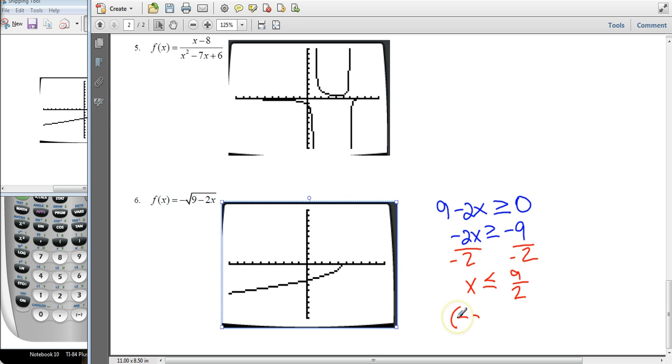That's going to be negative infinity to 9 halves with a square bracket. And you can see in your picture, 9 halves is 4.5. It's about right there. And all the x values are to the left of that. Once again, we'll do the range together tomorrow in class. Please put a question mark next to anything that didn't make sense, and we'll get those questions answered.